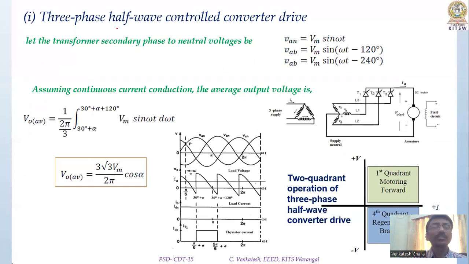Let us first consider a half-wave converter circuit connected to a DC motor. So here you can see we require three switches or three thyristors connected to each line, and their common cathode terminal is connected to the plus terminal of the armature circuit. The other end of the armature is connected to the neutral point of the supply.